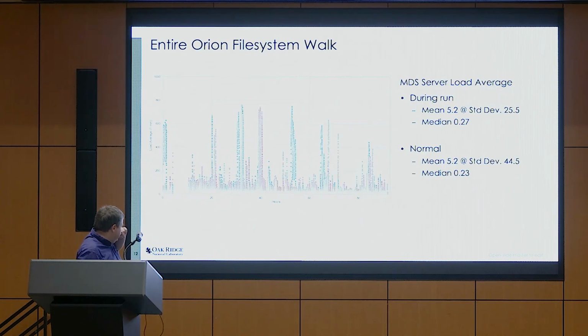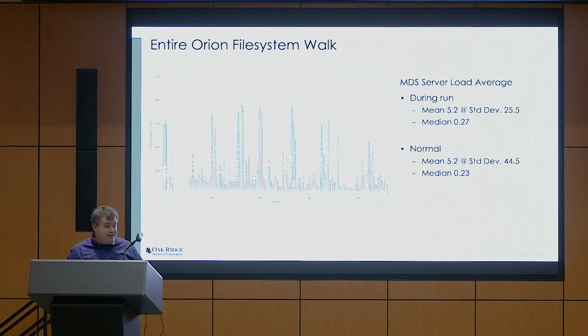So this graph here is the 1 minute load average during our run of doing the full file system walk. X-axis is in hours. Y-axis is the 1 minute load average. And what we found was that there was basically no difference in system load on the MDSs when we were running the full file system scans and when we weren't, compared to like a 24-hour observation window. We had an average of like 5.2 and a median of 0.27 when we were running. And then we had the same mean when we weren't, with a slightly lower median.